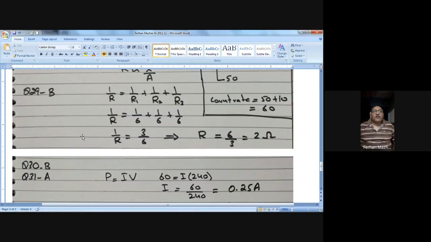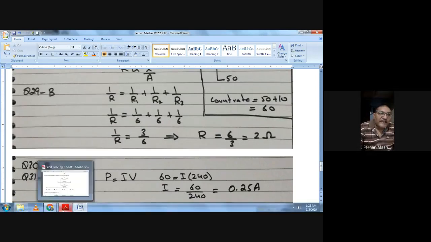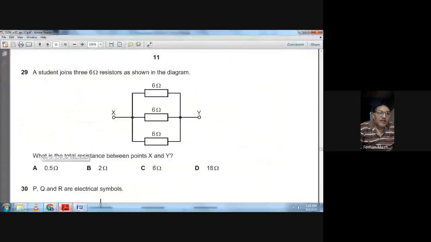So it will be 3 by 6. So cross multiply, get the value for R, that will be 2 ohm. So the equivalent resistance of the whole circuit will be 2 ohm. So the choice for question number 29 is B. Question number 29, the choice is B, 2 ohm. I hope you understand. A very simple numerical on resistors connected in parallel.